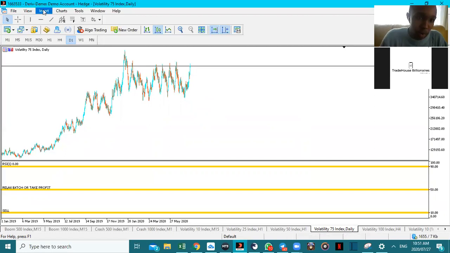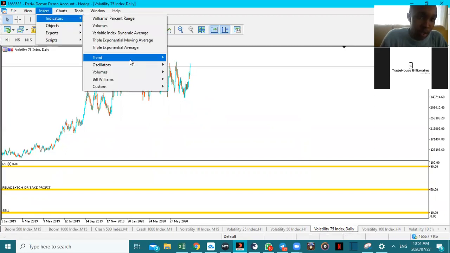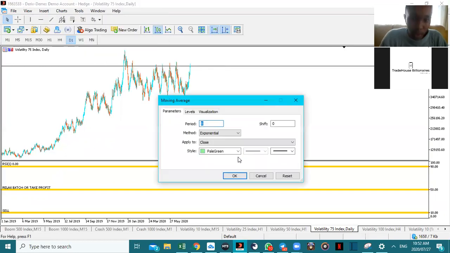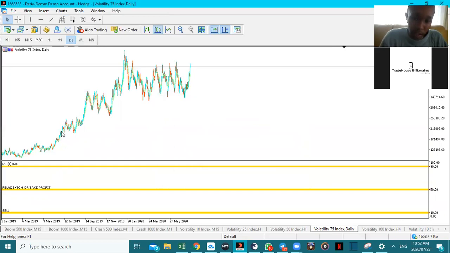Generally what people do is press Indicators, go to Trend, and then select Moving Average. Just for example, let me add this indicator here. You see what it does? It goes to my main chart. So we don't want that to happen.